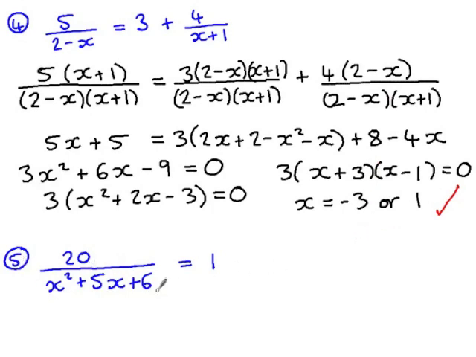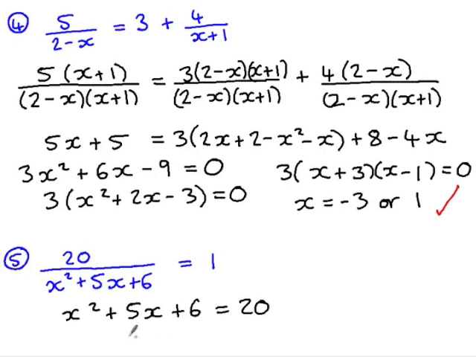And in the fifth example, I have a quadratic term in the denominator, and the numerator divided by the denominator equals 1. So there's two ways I could think about this. I could think about multiplying through by that denominator, or I could just say, well, one thing divided by another equals 1, so those two expressions must be equal to each other.